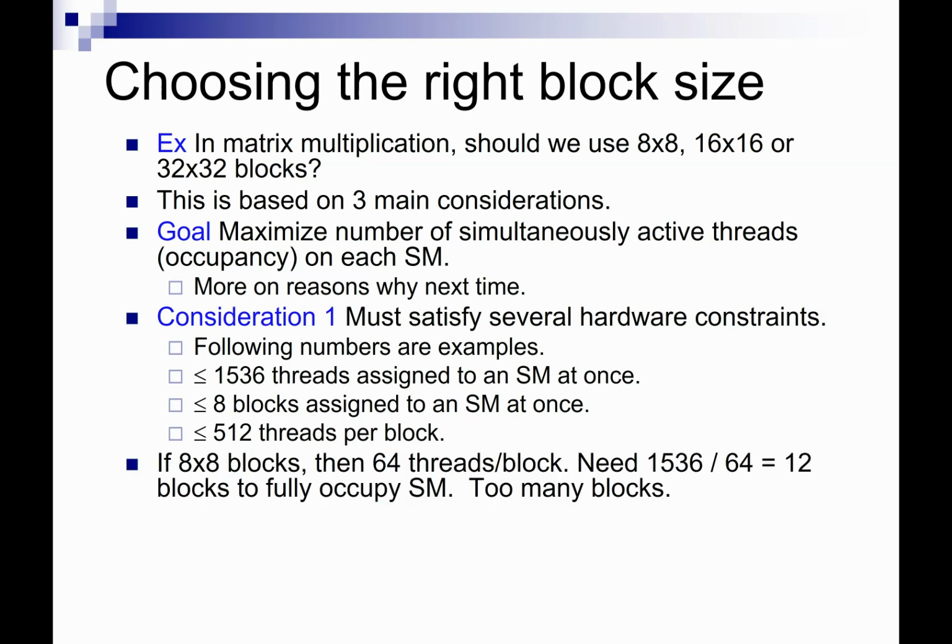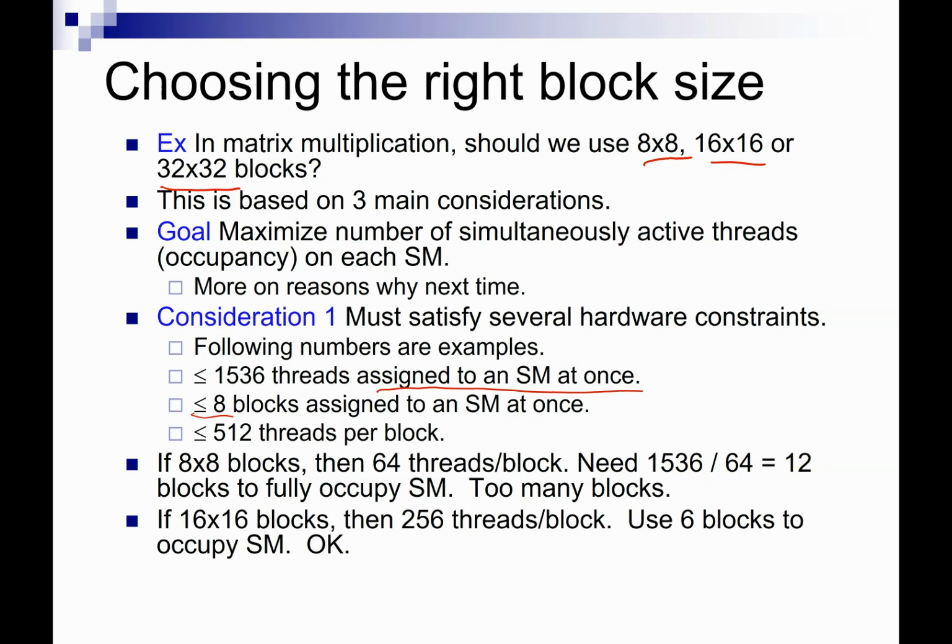Remember our goal is to run as many active threads as possible. So we're trying to decide between these 3 block sizes. Suppose you go with 8 by 8, then you have 64 threads per block. Now we can actually run 1500 threads on the SM, but if you only have 64 threads per block, you need to run 12 blocks to fully use up this SM. But remember you're only allowed 8 blocks. So if you're using 8 by 8 blocks, you cannot fully occupy this SM.